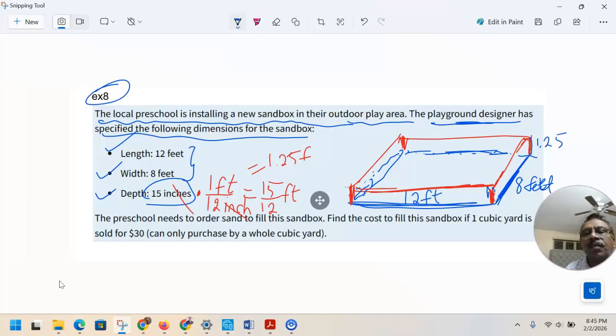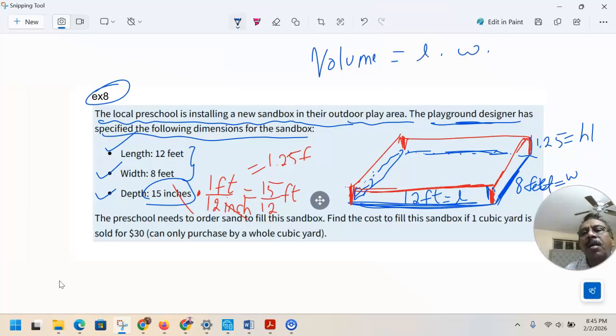So we can find the volume of this playground by length, this is the length, this is the width, and now we got the height, which is the height h. So first we'll find the volume of the playground, length with height.